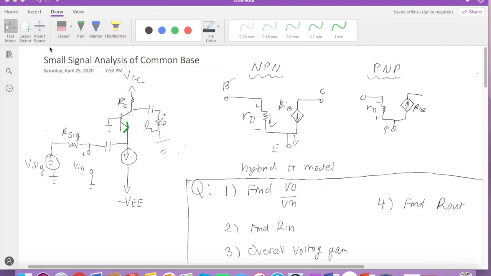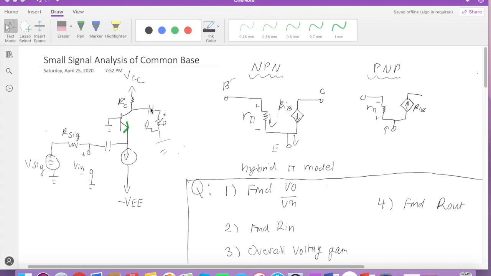Today we're going to be doing a small signal analysis of the common base amplifier. This is the configuration they have in the Microelectronics 7th edition, and I highly suggest that textbook if you want to learn about electronics. So, important thing to note, how do we know if it's a common base?